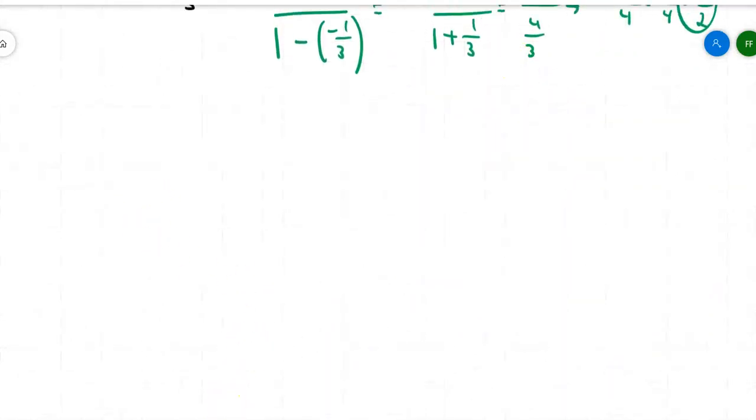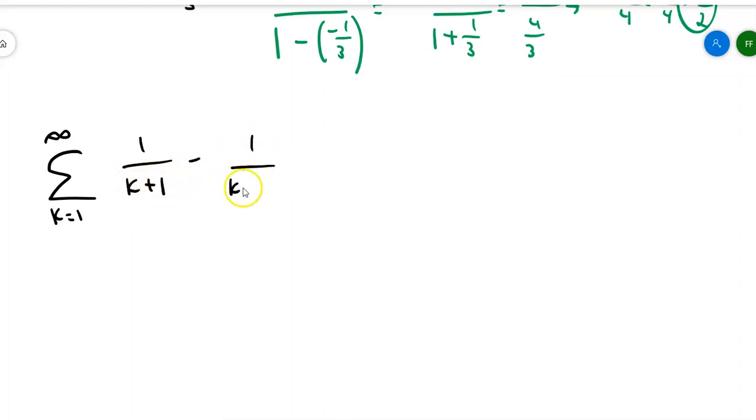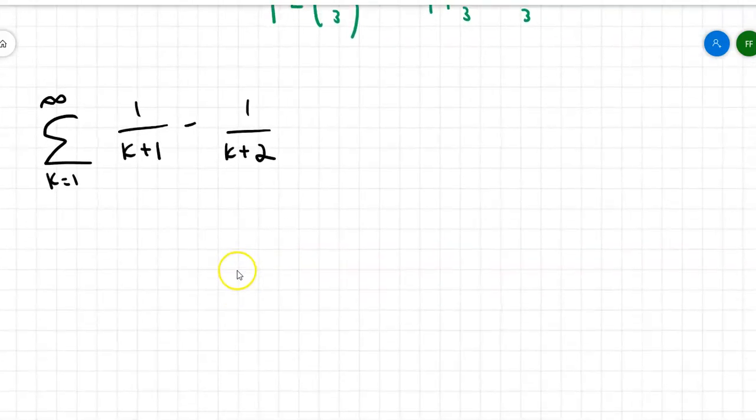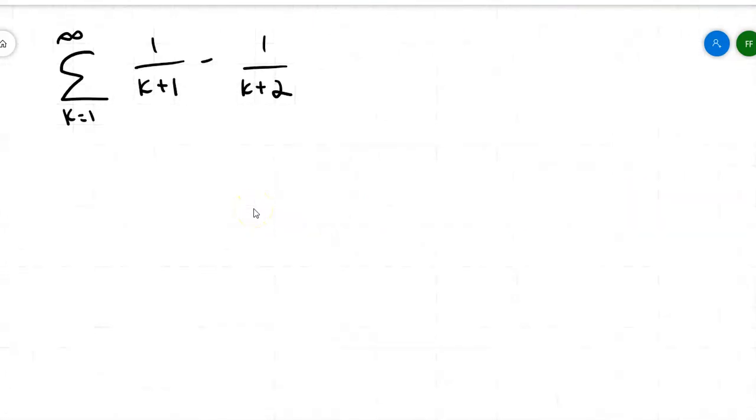All right, one more type of series to take a look at in this section, and that is this one. Let's take a look at the sum from k equals 1 to infinity of 1 over k plus 1 minus 1 over k plus 2. So this is one big series, starting with k equals 1 and moving up.